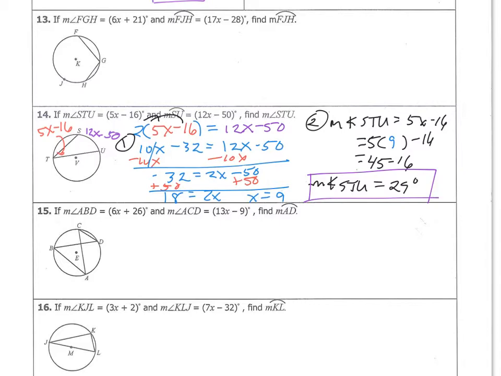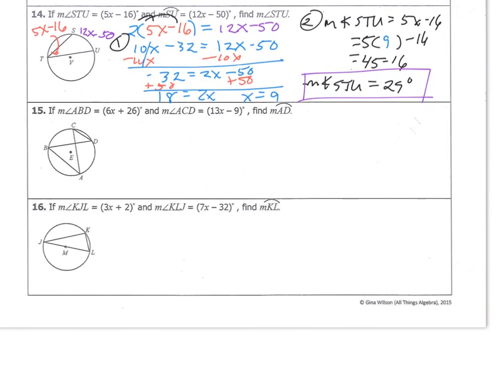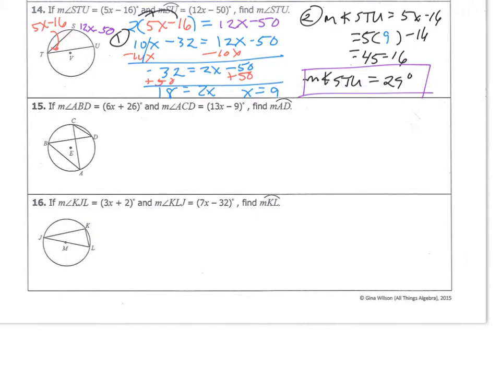And the last one on this page that we're going to do is 16. So for 16, this time, JL is a what? A diameter. So where is the right angle? JKL, right? Isn't that the inscribed angle that's intercepting this semicircle? So our right angle is right here. So we know we have a right triangle. And so they give you the measure of JKL, and they give you the measure, which is this angle here.